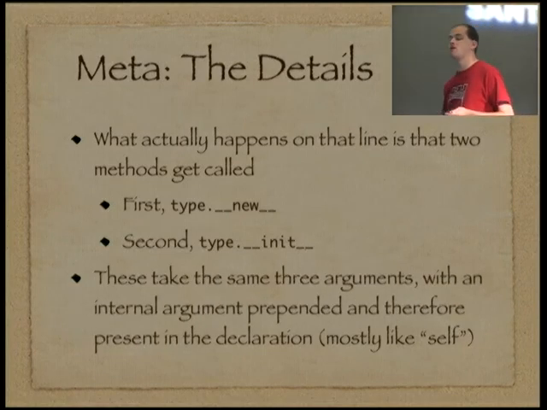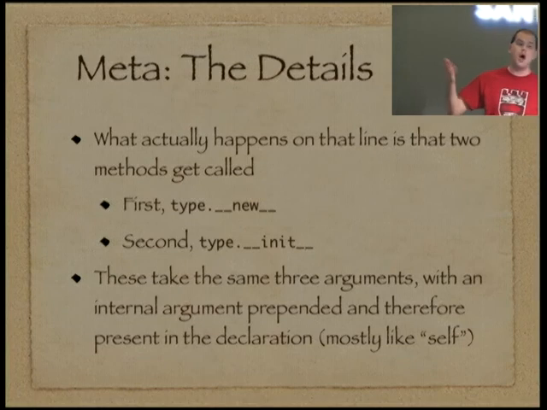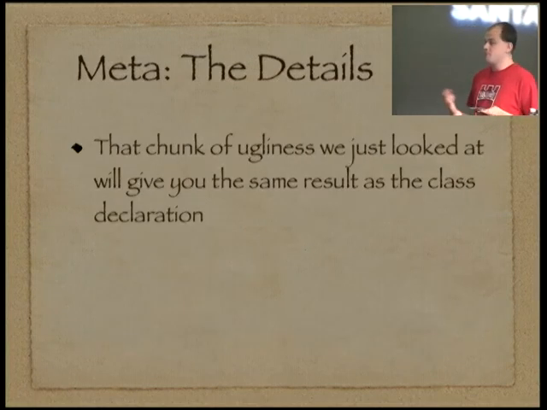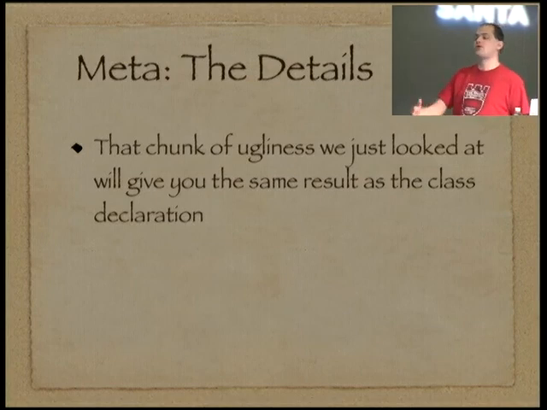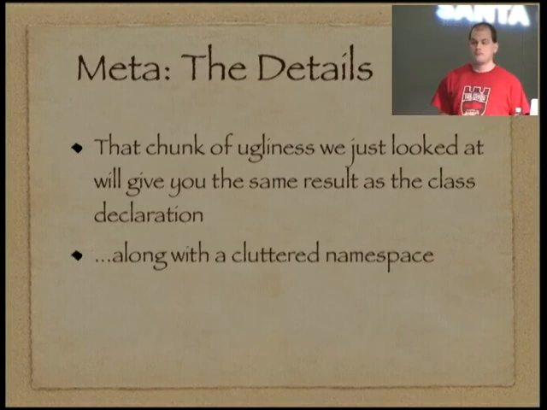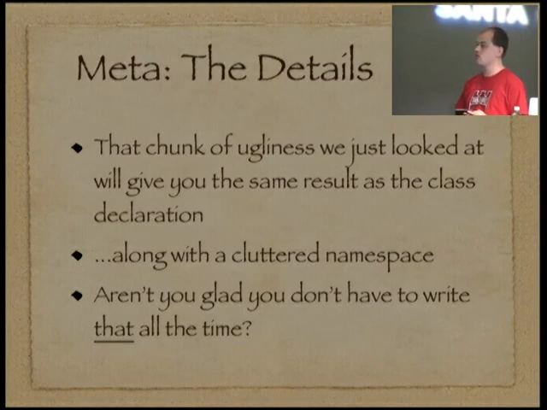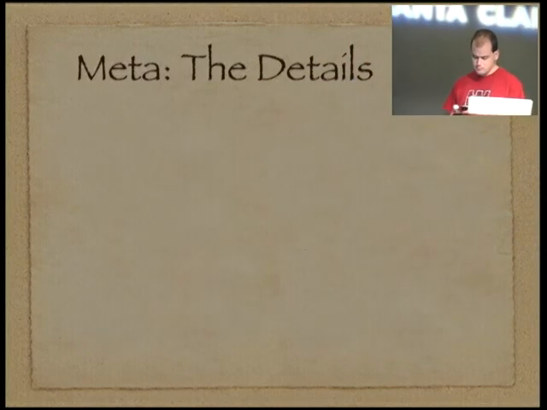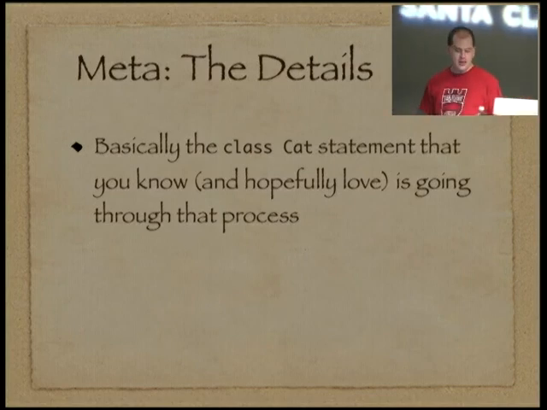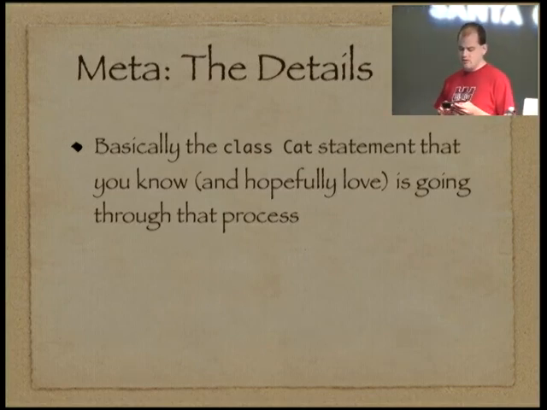They actually each have an additional argument that gets added in the front, a lot like how self works. But I'm not going to go into that. But that chunk of ugliness we just looked at gives you the same thing. The only difference, really at all, is that you're going to have a slightly more cluttered namespace. And you're also probably glad that you're not writing that all the time. In fact, you should throw a party. Basically, the class cat statement is going through that exact process.